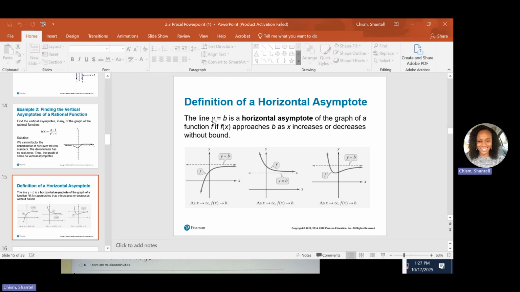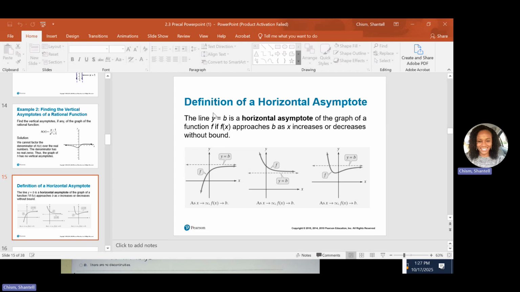So the line y equals b. So notice we changed the variable. Remember when it was vertical, it was crossing the x-axis. It was intersecting the x-axis. So we called that line for the vertical asymptote x equals a, where a was some number. Well, in this case, a horizontal asymptote crosses the y-axis. So notice that we use y equals some number b for it.